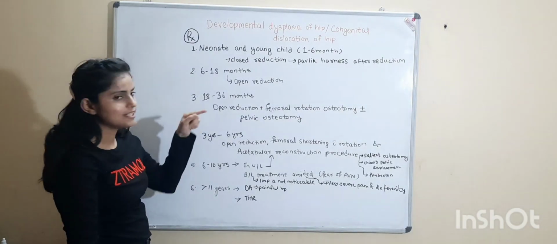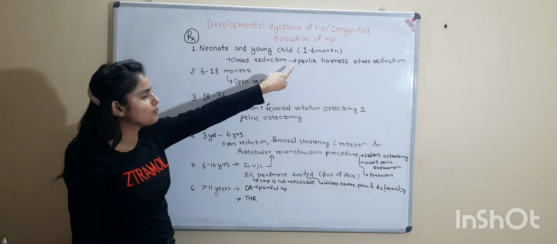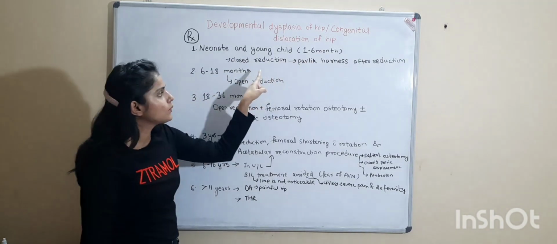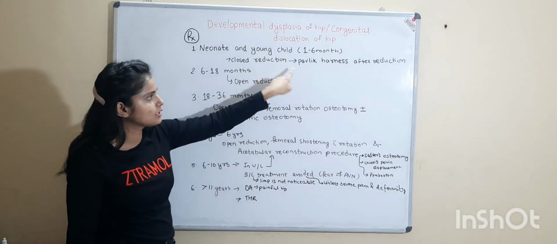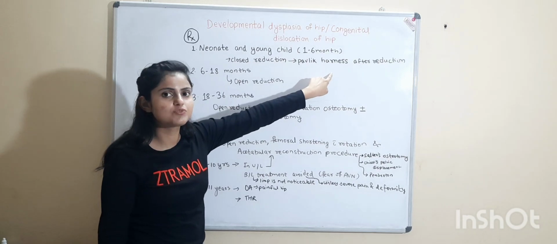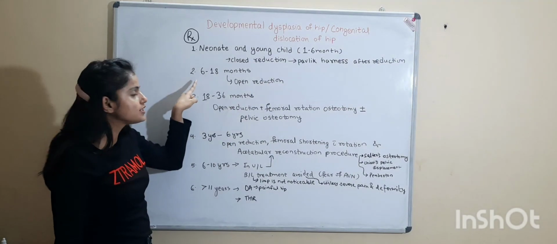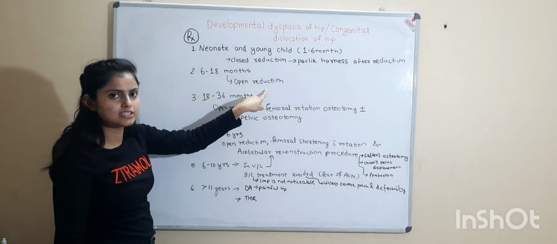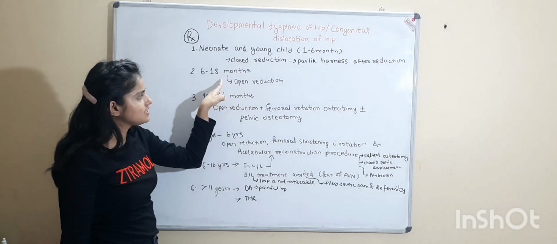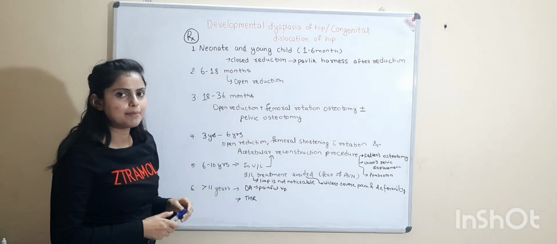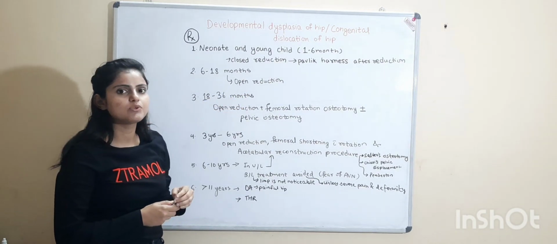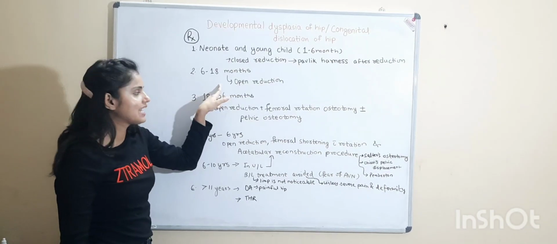Talking about the treatment, for a neonate and young child up to 1 to 6 months, closed reduction is done, and after reduction, Pavlik harness is used for maintenance of the reduction. For a child of 6 to 18 months, open reduction is performed, as closed reduction is difficult, as there is hypertrophy of the ligamentum teres and the inferior capsule of the hip becomes hourglass shaped.